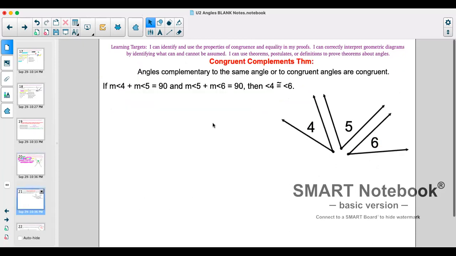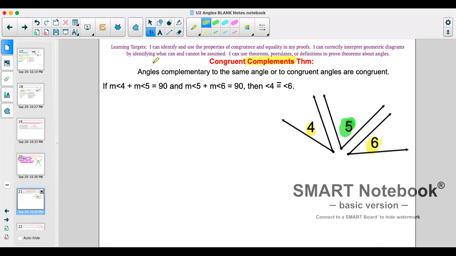Guess what? There's a congruent complements theorem as well. It works the same way, except it's complements, meaning they add up to 90 degrees. So we'll walk through that same structure. The measure of angle 4 plus the measure of angle 5 is 90 degrees because they are complementary angles. But the measure of angle 5 plus the measure of angle 6 also adds up to 90 degrees.